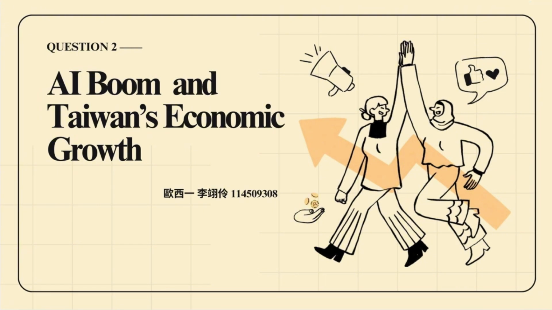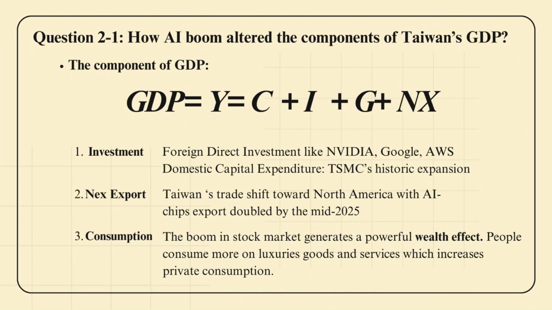Alright, based on this background, in the next few minutes, we will utilize the core macroeconomic framework to dissect this AI-driven economic miracle. For the first question, how did AI alter the components of Taiwan's GDP? Let's recall the GDP formula. GDP equals output Y equals consumption plus investment plus government spending plus net export. In this case, the biggest change happens in investment, then net export, and then consumption.